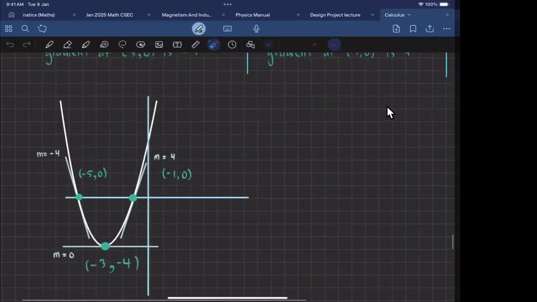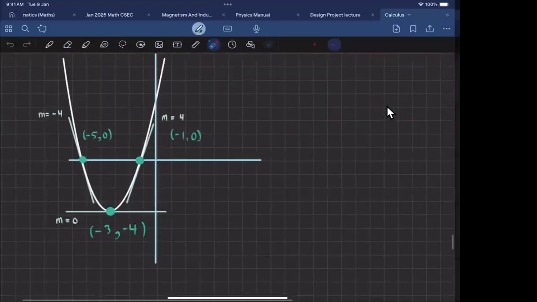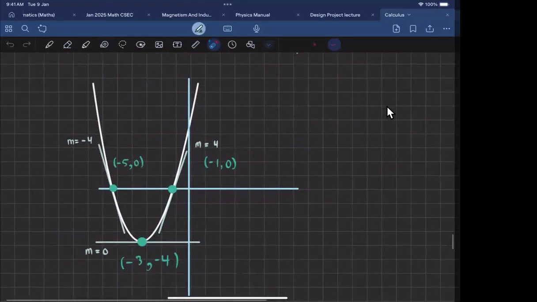I would like you guys to copy down this graph. This is a graph for the question. This is a sketch. Alia, you see the gradient for this section is negative. The gradient at (-3, -4) is 0 because it's the minimum point, the turning point. And the gradient at (-1, 0) is positive 4. So you all could copy this down quickly.